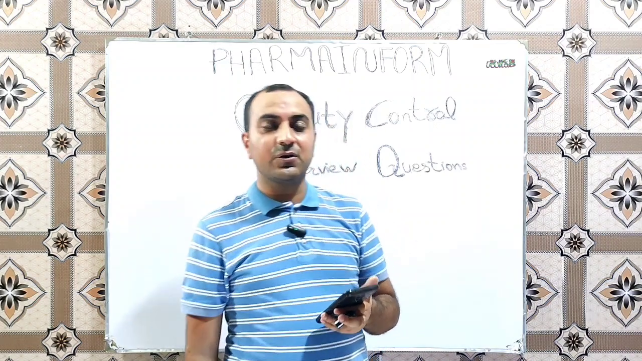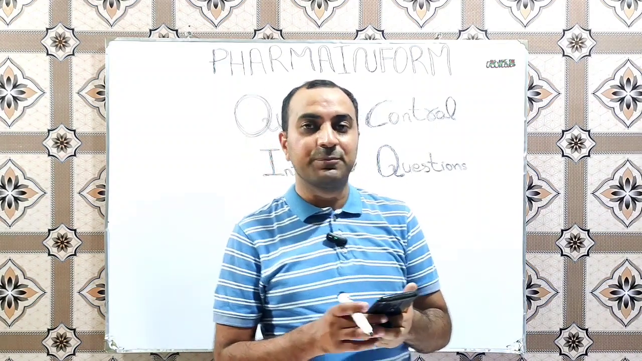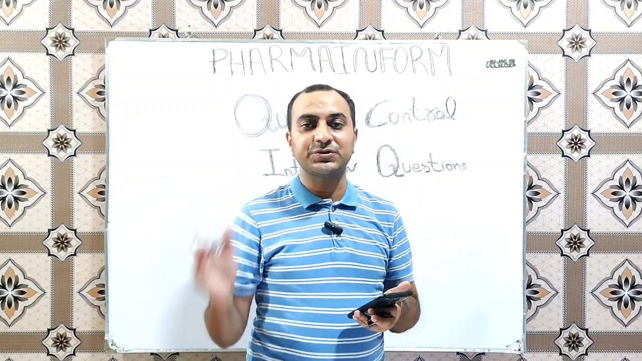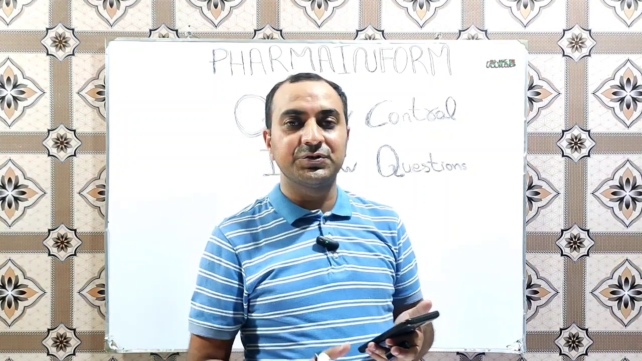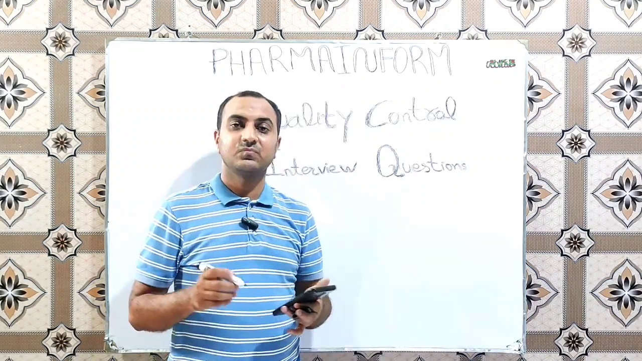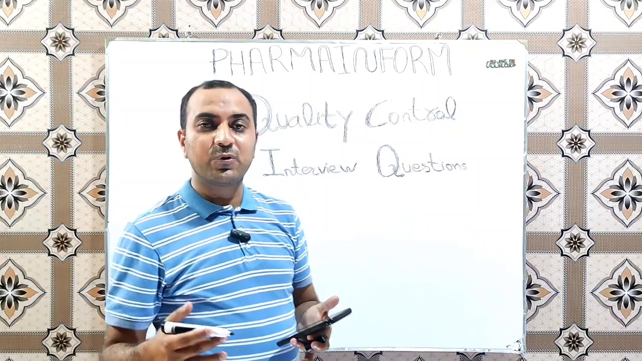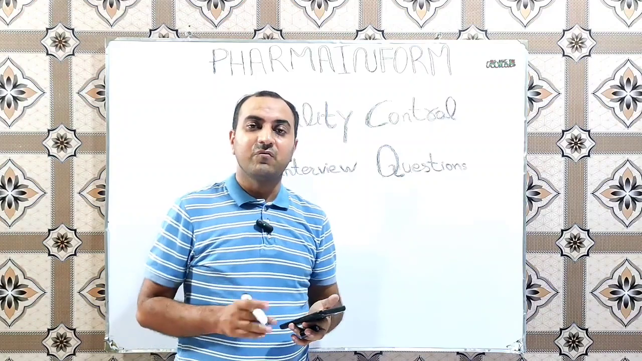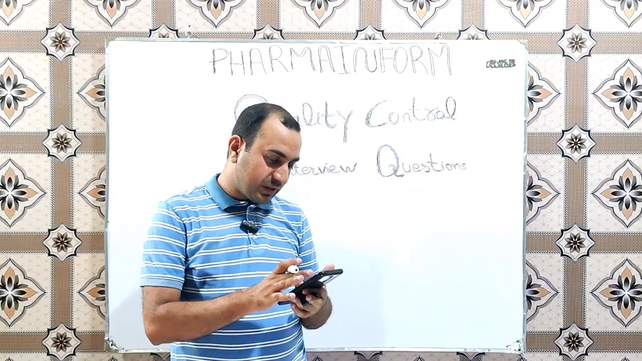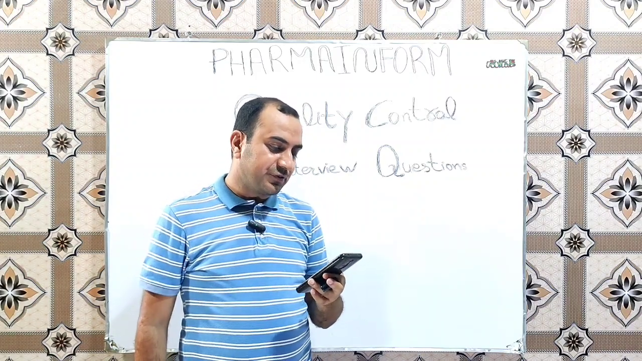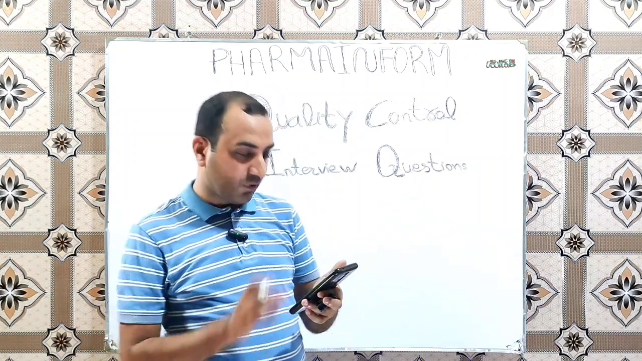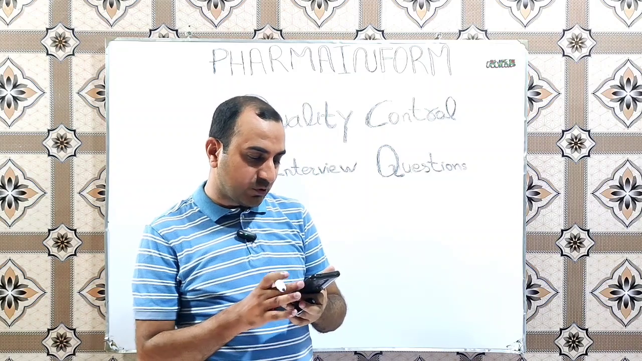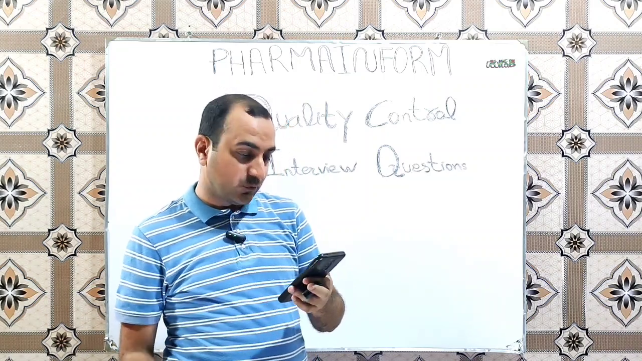Karl Fischer works on which principle? It works on the principle of titration. Which type of titration is performed in Karl Fischer? Redox titration. Now it is a very important question regarding the components of Karl Fischer, one of the most widely and commonly asked questions. Karl Fischer reagent is composed of the following four components: iodine, sulfur dioxide, a base, methanol, and pyridine or imidazole.